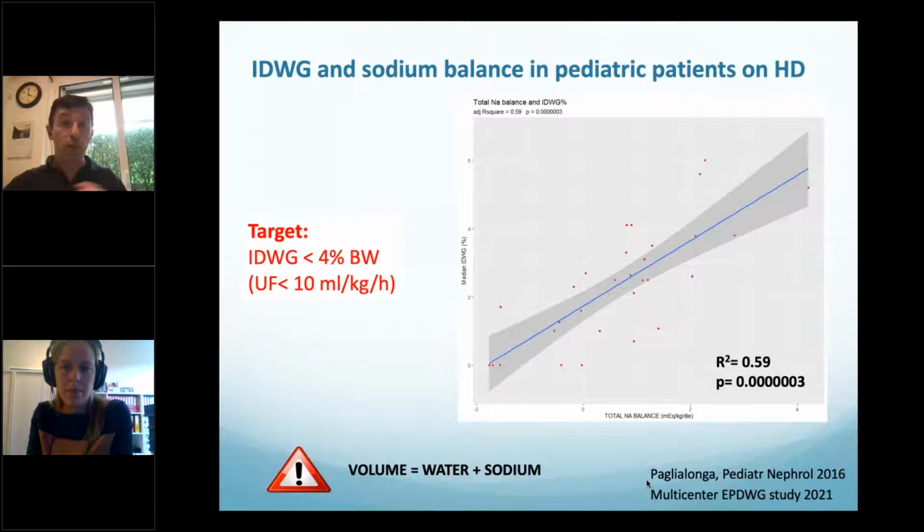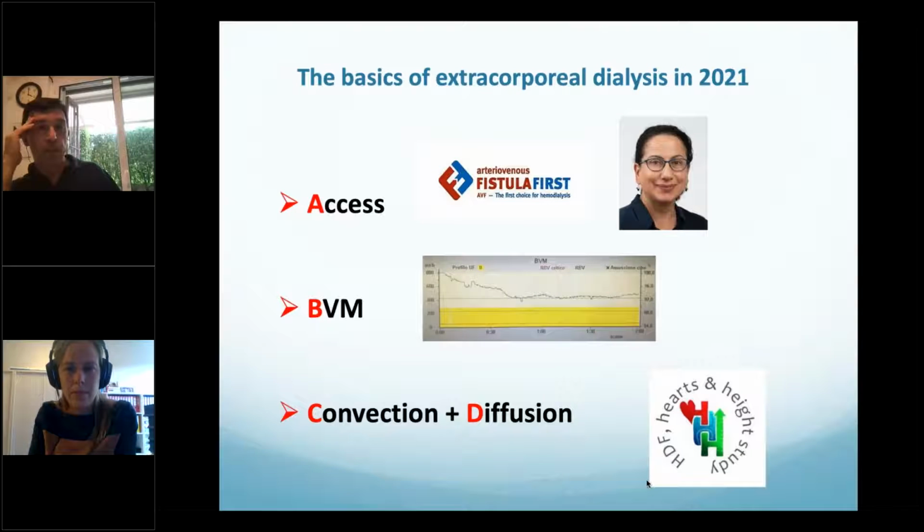To conclude, I would like to emphasize the main important points, in my opinion. Good vascular access to improve clearance, and so please pay attention to Ruxana's talk in a few minutes. Blood volume monitoring to avoid excessive volume contraction during dialysis, and convection added to diffusion in HDF to improve several patients' outcomes.